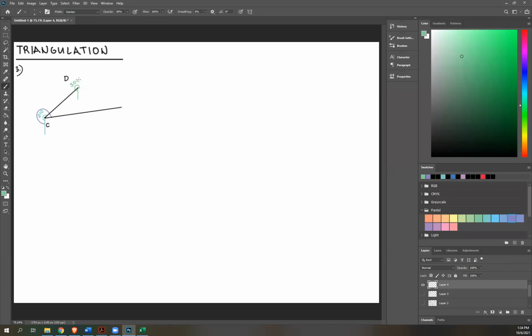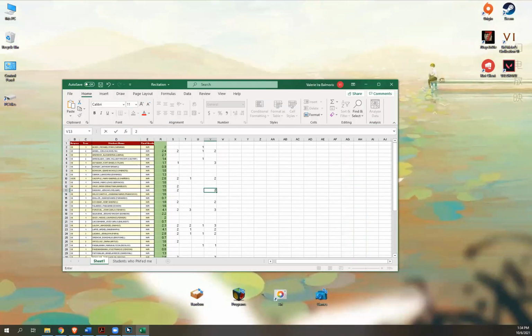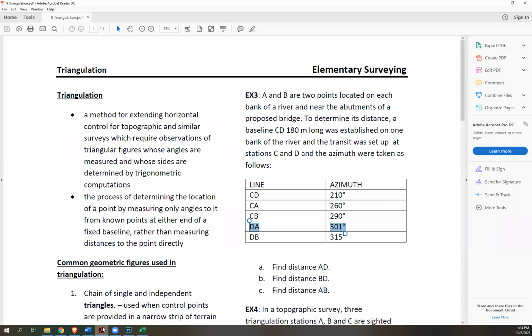And the reason I haven't written or placed point A yet is because A is going to be the point of intersection of these two lines. So I'll just extend that. And that's A.